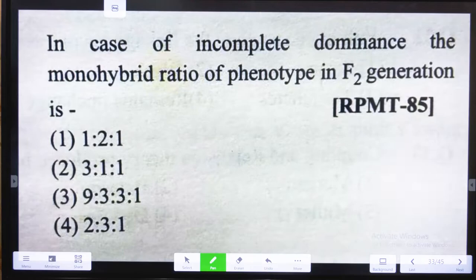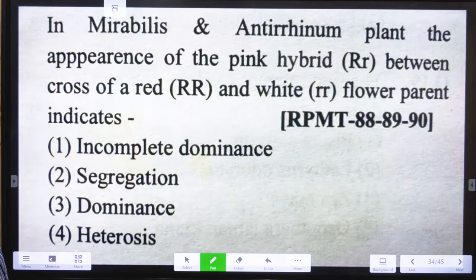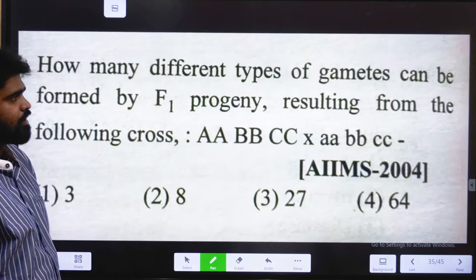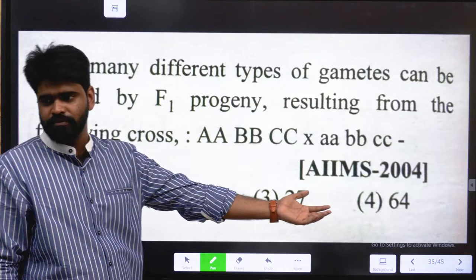In case of incomplete dominance, the monohybrid ratio of phenotype in F2 generation is? Genotype or phenotype, 1:2:1. In this one, a pink hybrid of Antirrhinum and Lupin cross, this parent indicates what? Incomplete dominance. How many different types of gametes can be formed by the F1 progeny resulting from the following cross? Three here, three here, right? So they are going to produce eight, 2^3.